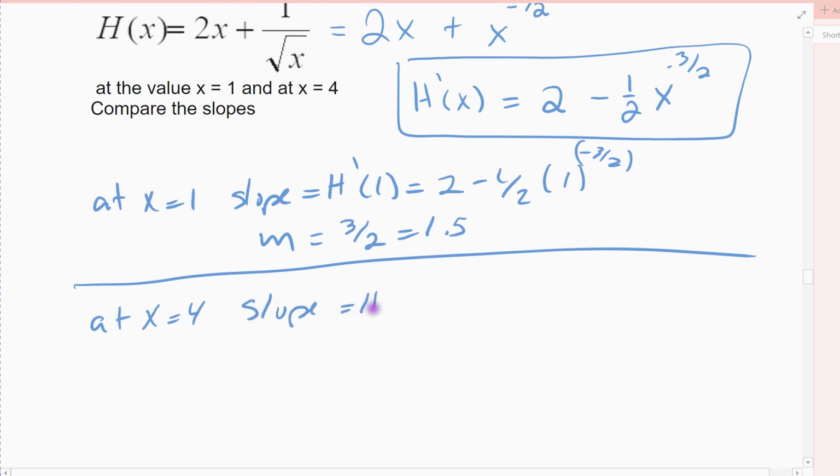Now the slope at 4. I plug it into my derivative, and again, make sure you're careful. This one doesn't come out as nice. Make sure you put parentheses when you take 4. So it's 2 minus 1/2 times 4 raised to the 3/2 power. That comes out to not a pretty number, 1.9375, which is the slope at 4.